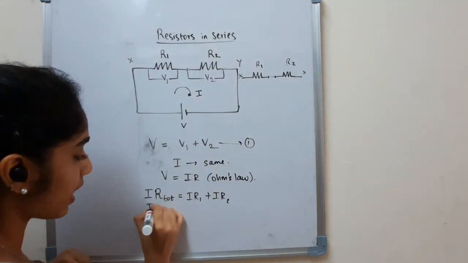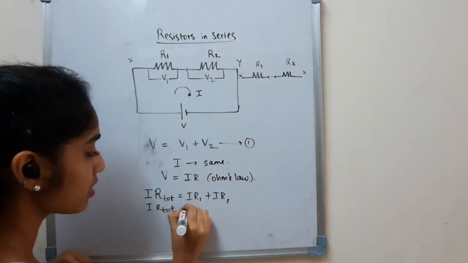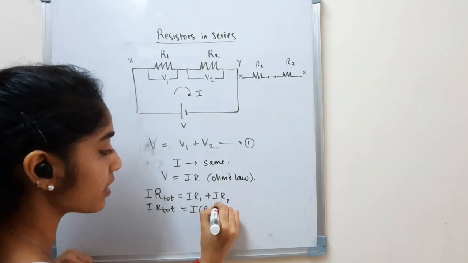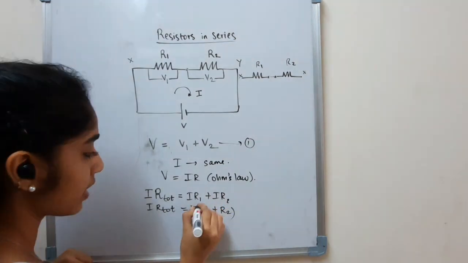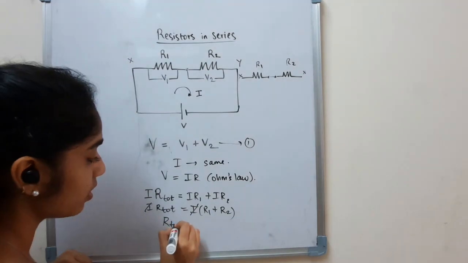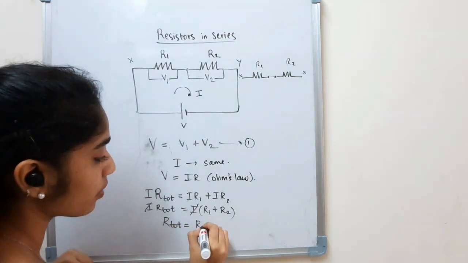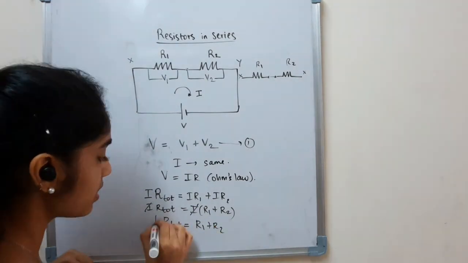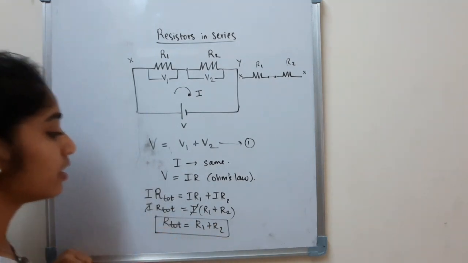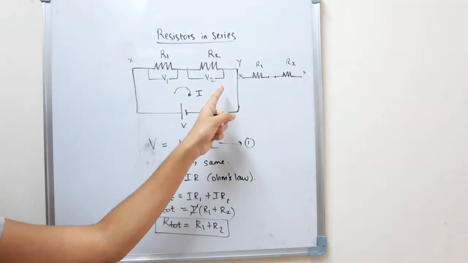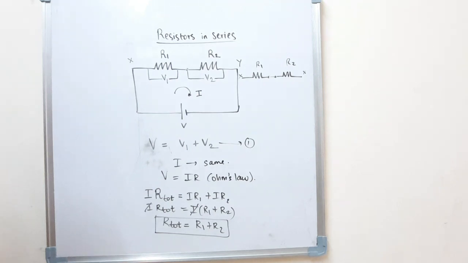Now taking I outside on the RHS as common, we have this, right? Now you can cancel the I's. R total is equal to R1 plus R2. So when resistors are connected in series, we just add the resistance to get the total resistance of the circuit, right? So this is about resistors in series.